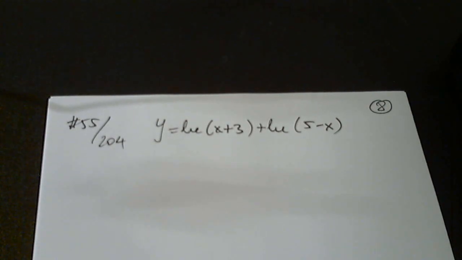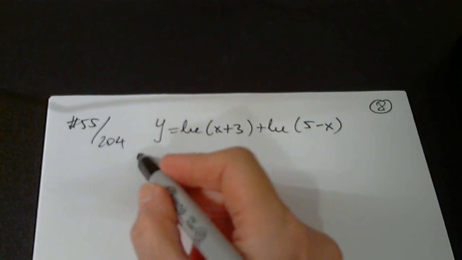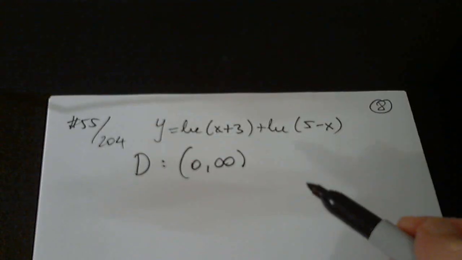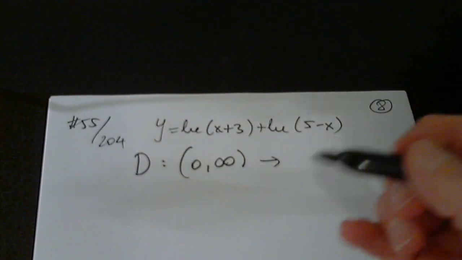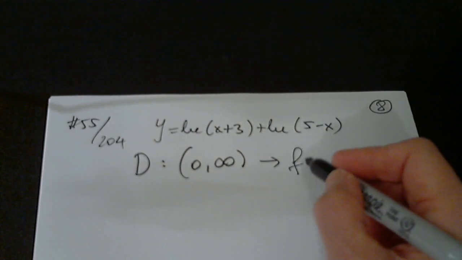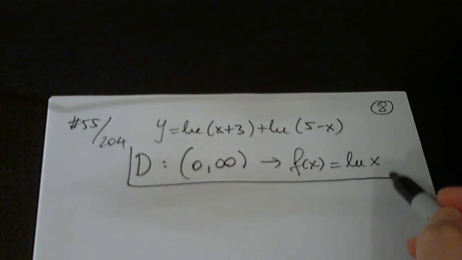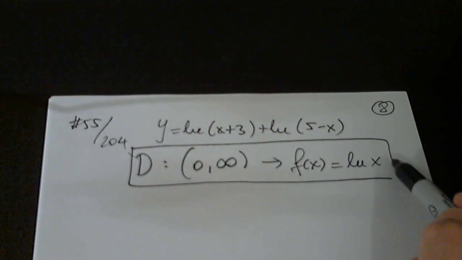So I'm asked to do nothing to the function. I'm only asked to find its domain. And I know that the domain of a log function is 0 to infinity. But this is for the simple function, which is f of x equals natural log x. This domain refers to natural log of x alone.